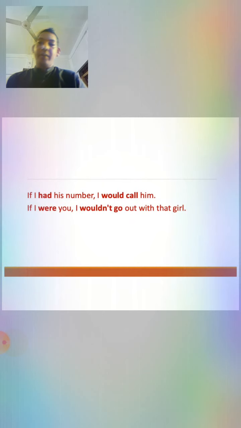Here, if you can see the examples, another example is: if I had his number, I would call him. Look at the bold words, they are the link. The first one is the past simple, and the second one is would and the base verb. And another example: if I were you, I would not go out with the girls. Also same as before. You can see the bold words, and you can realize the fact there.